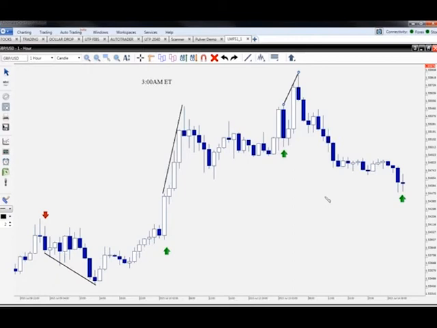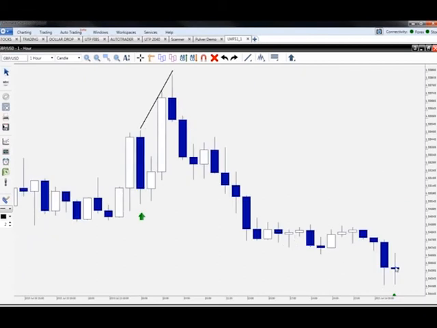Candle. Now what I pulled up right now is the British pound US dollar. This is on a 1 hour time frame. And what that means is that each one of these candlesticks represents 1 hour of time.